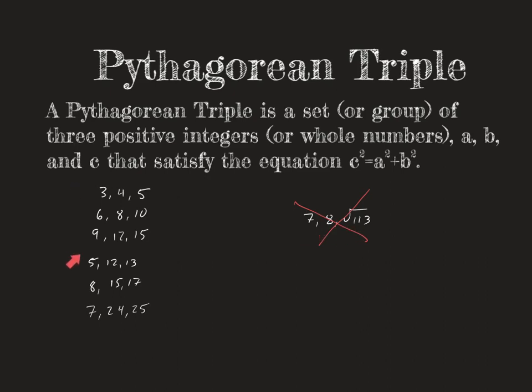So these are the main numbers that you need to keep in mind, and this is a Pythagorean triple whenever you have three numbers and all of them are whole numbers.